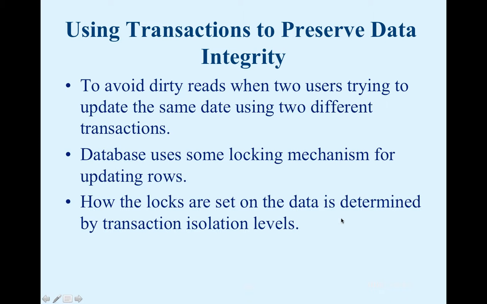Okay. The database uses some locking mechanism for updating the rows. That means when you are updating the row, the database locks that row. That way it is not available for anybody else for write. It's going to lock it for write, but available for reads. That way it can actually introduce dirty reads. Okay. And how the locks are set on the data is determined by the transaction isolation level.